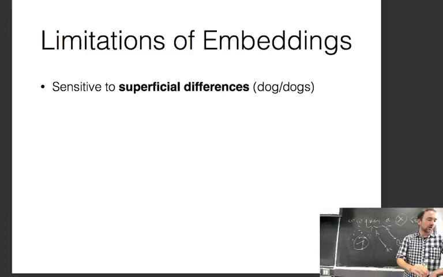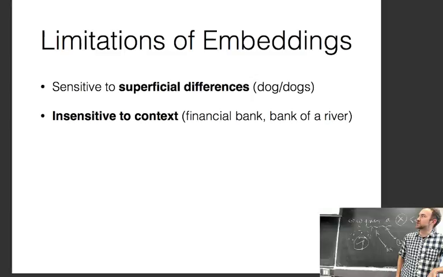The superficial differences are things like dog and dogs. On the other hand, they're also insensitive to context. So this is kind of the opposite of the thing of superficial differences. There's no superficial difference between this bank and the other bank in their surface form. But financial bank and bank of a river are very different.